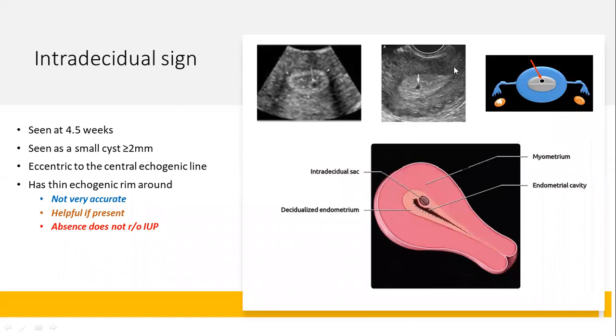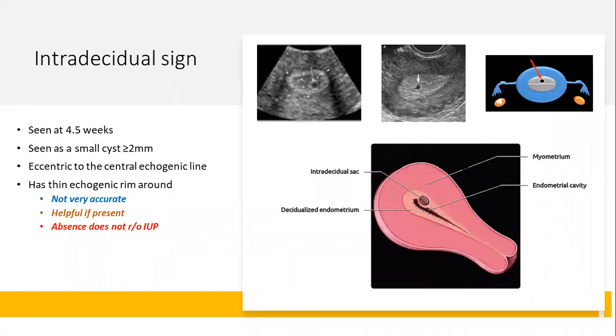But however, this is not very accurate. In most cases, you might not be able to see it. So it is helpful if you see it, if present, to confirm an intrauterine pregnancy. But if you do not see it, it does not rule out intrauterine pregnancy.